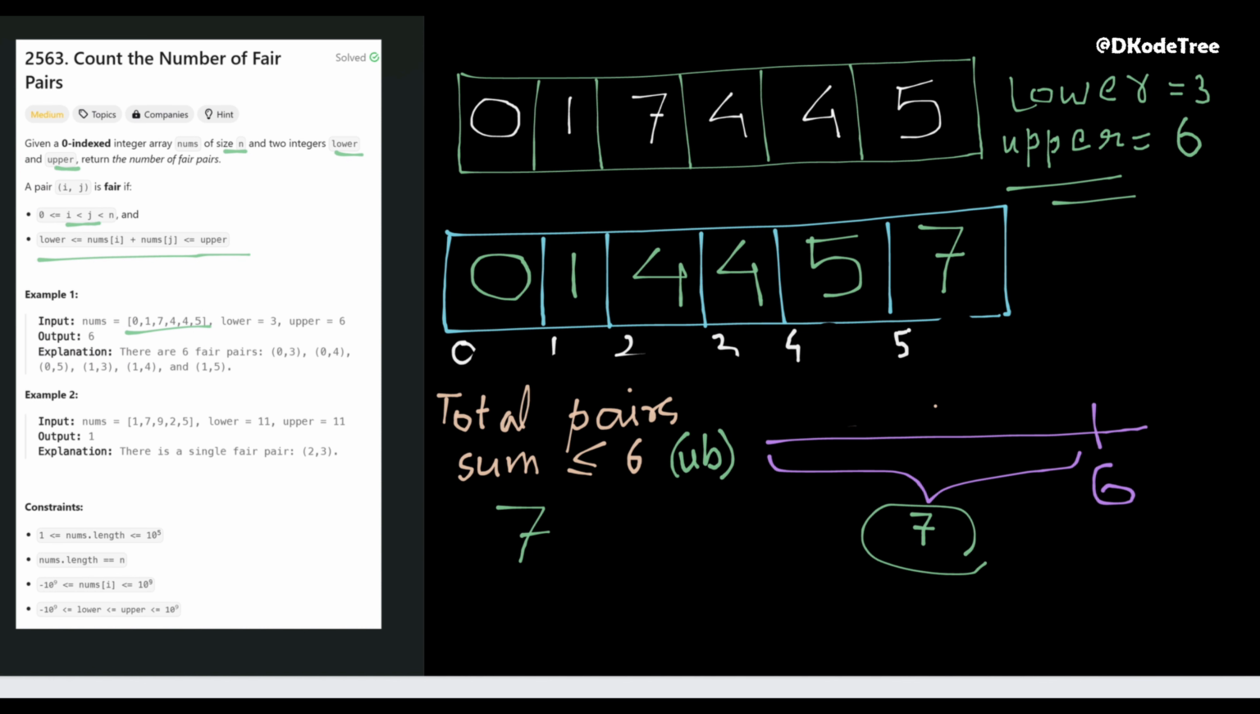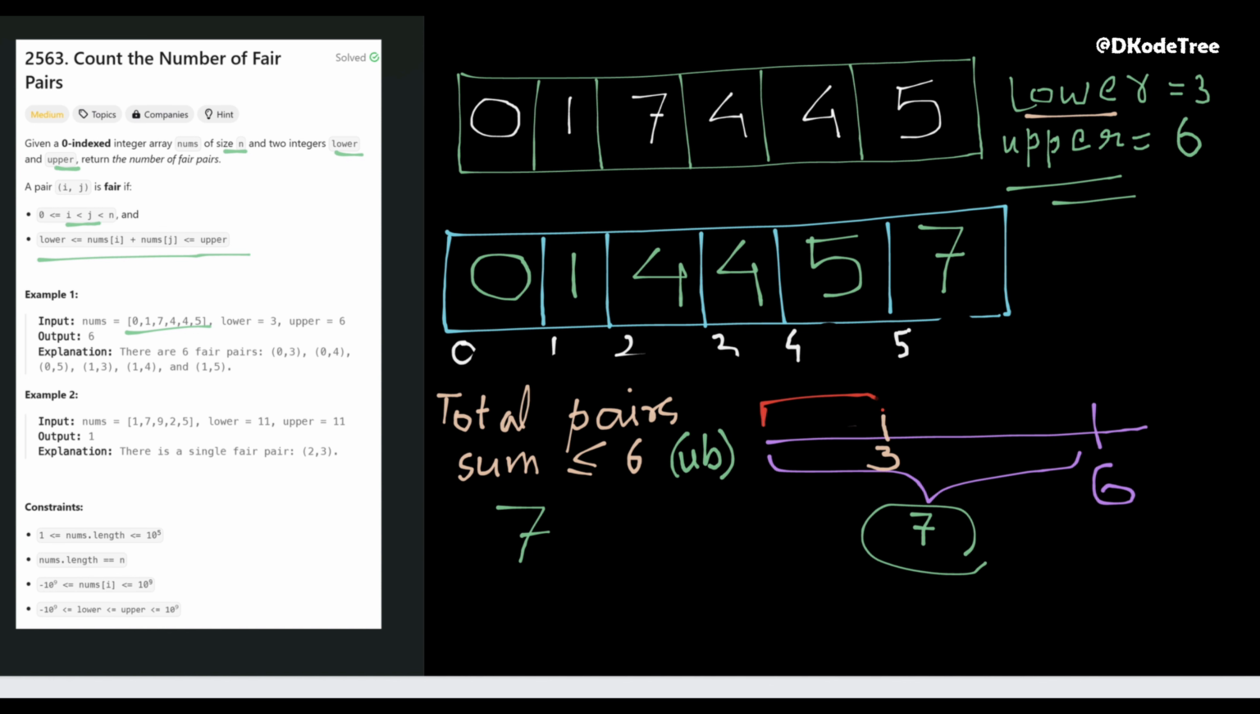But the thing to note here is we need the total pairs whose sum is greater than equal to 3 as well, along with being less than equal to 6. So 3 is somewhere here, and actually our result will include this part and not this total part. So one of the easiest ways to find this number is to calculate this section and then subtract it from the total.